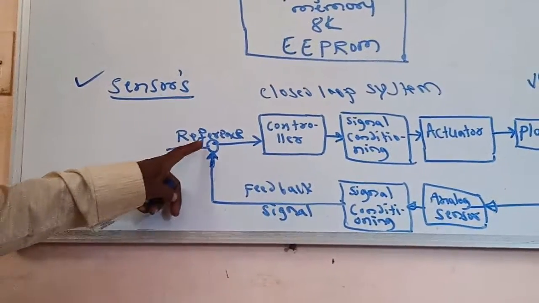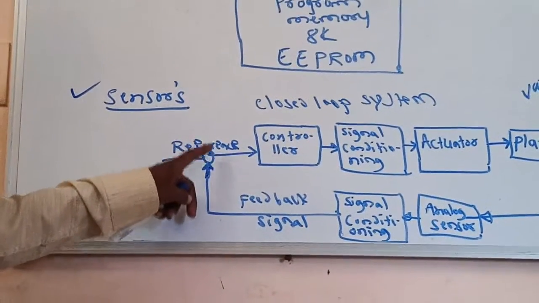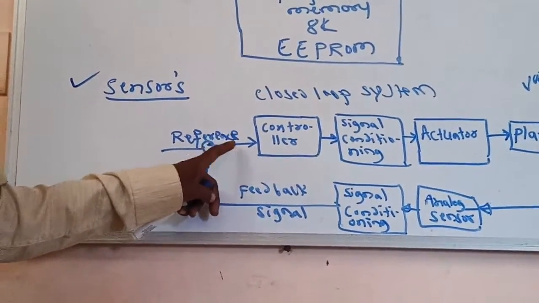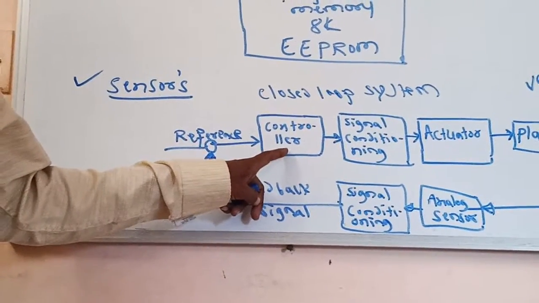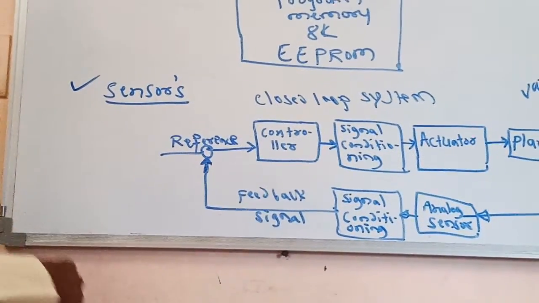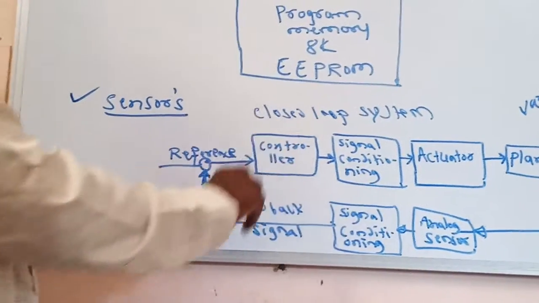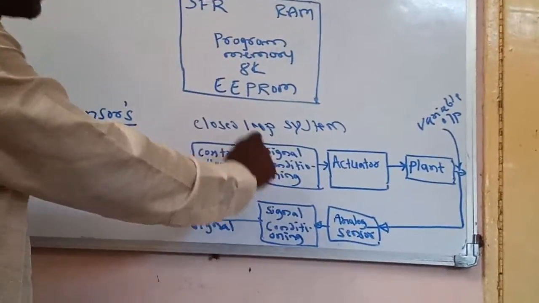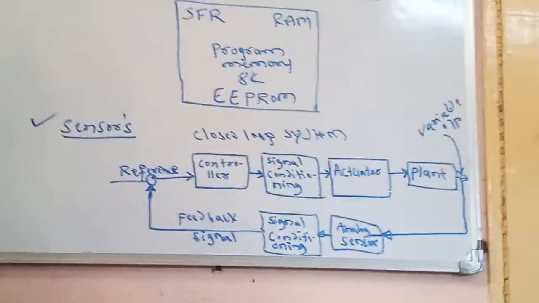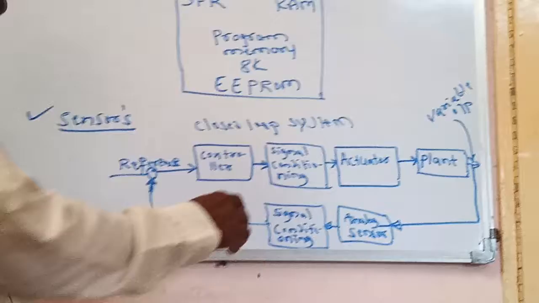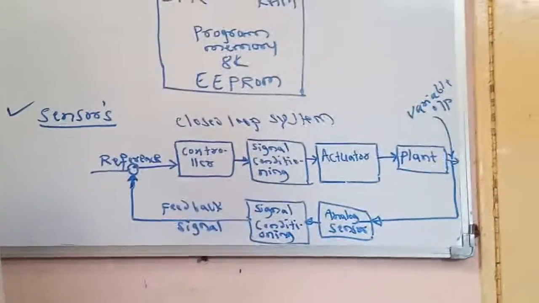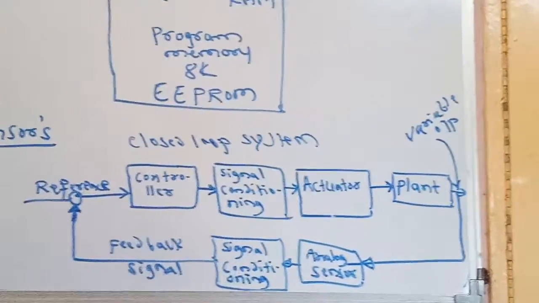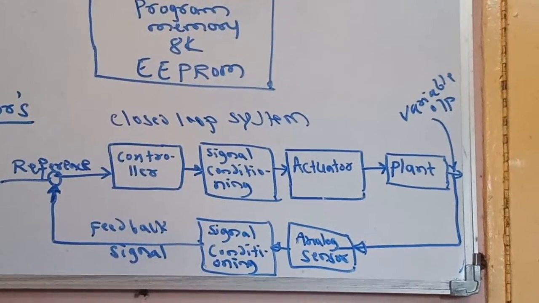Reference means the sensor reference input. It is in the form of an electrical signal, an analog signal, that is processed to the next stage, the controller. It controls the input and output information, and the next signal is processed to the signal conditioning device, which compares these inputs as well as the output. And another most important part is actuators. The actuator is also a most important part.